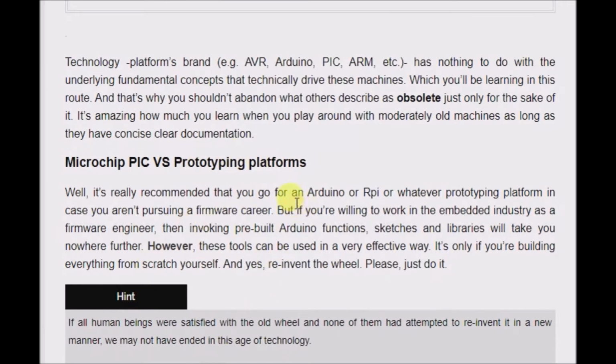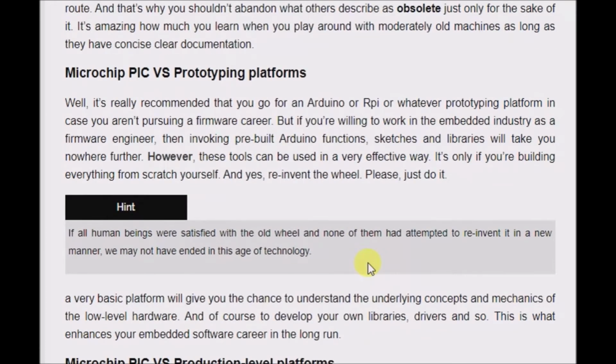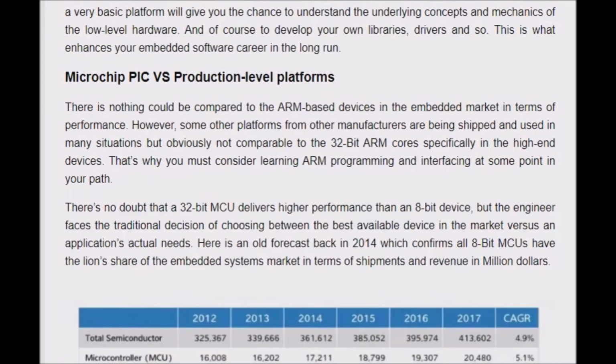Well, it's really recommended that you go for an Arduino or Raspberry Pi or whatever prototyping platform in case you aren't pursuing a firmware career. But if you're willing to work in the embedded industry as a firmware engineer, then invoking pre-built Arduino functions, sketches, and libraries will take you nowhere further. However, these tools can be used in a very effective way, only if you're building everything from scratch yourself. And yes, reinvent the wheel. Please just do it. A very basic platform will give you the chance to understand the underlying concepts and mechanics of the low-level hardware, and of course to develop your own libraries, drivers, and so on. This is what enhances your embedded software career in the long run.